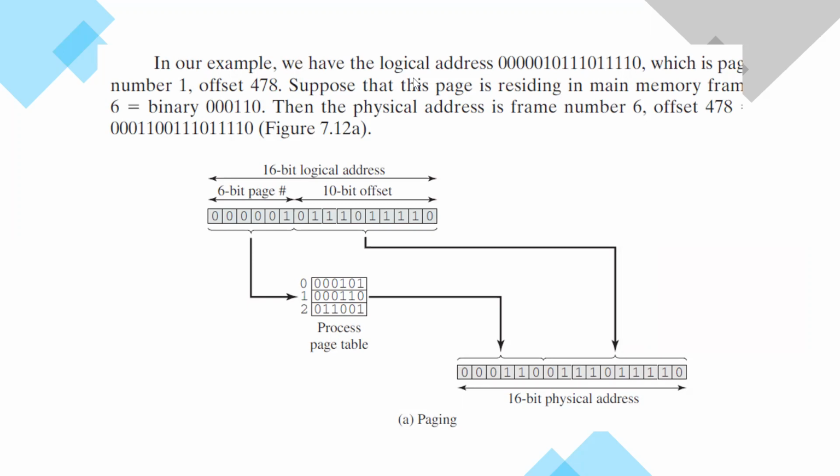And to summarize, with simple paging, main memory is divided into many small equal-size frames. Each process is divided into frame-size pages. Smaller processes require fewer pages, and larger processes require more. When a process is brought in, all of its pages are loaded into available frames, and a page table is set up. And this approach solved many of the problems inherent in partitioning.